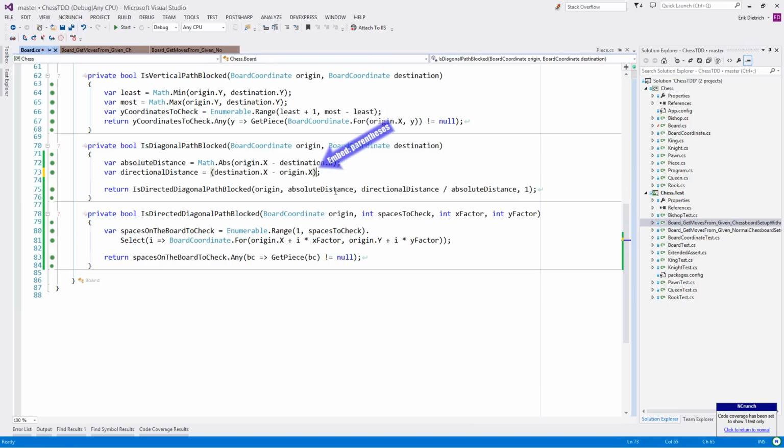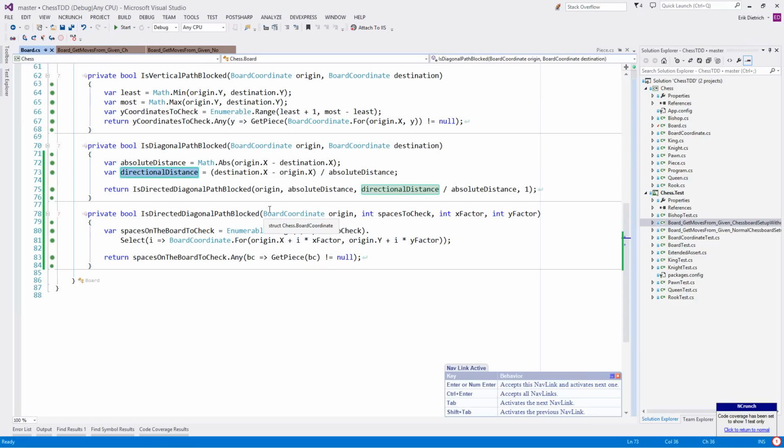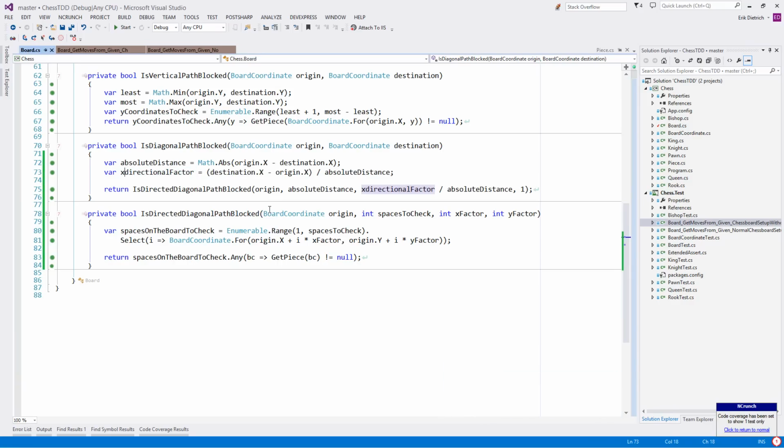So is directed diagonal path blocked was the name I came up with. I don't know if it's absolutely the best name, but I think it's clearer than dunno yet, and I think it expresses what I want to do. So is diagonal path blocked breaks the X, for the moment, just X, directional quadrant, whatever you want to call it. It figures that out and then calls is directed diagonal path blocked, meaning, okay, now I'm calling this other method now that I know what the direction is. So far, all I'm doing is passing in 1 for the y direction. So we're only advancing on the board, which is reflective of reality.